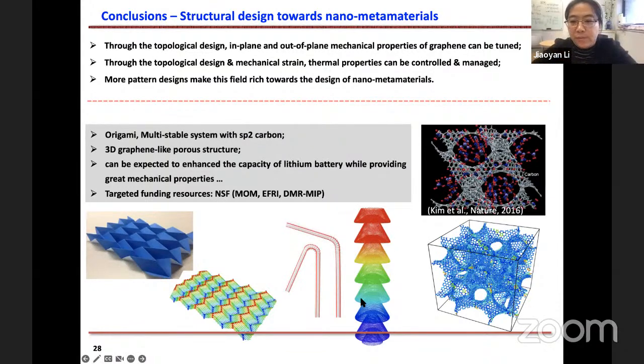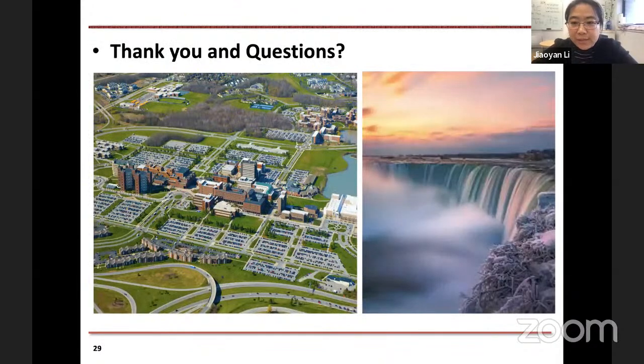So we can do some similar things, and even better, we can do some kind of porous design to be applied, which has some potential to be used as the electrolyte because of the high surface and volume ratio. And with that, I would like to thank you for your time.